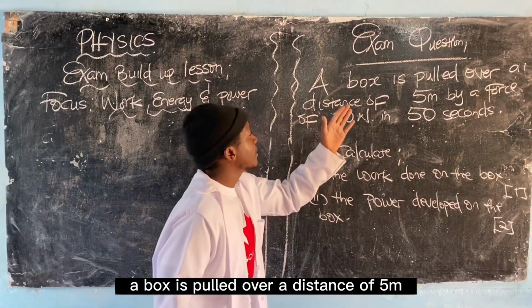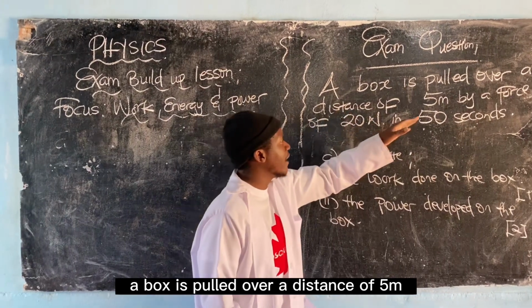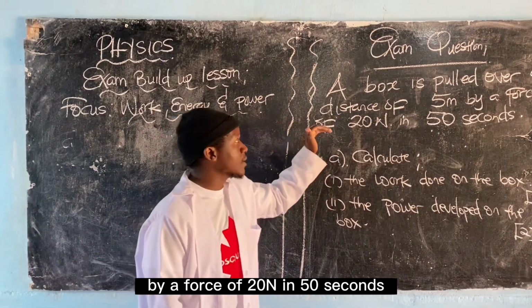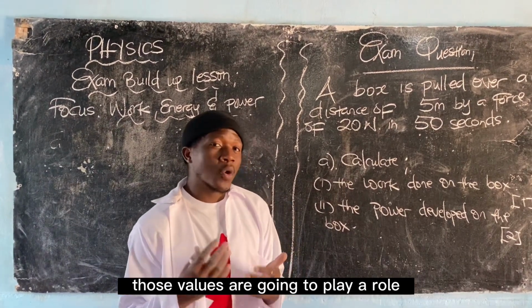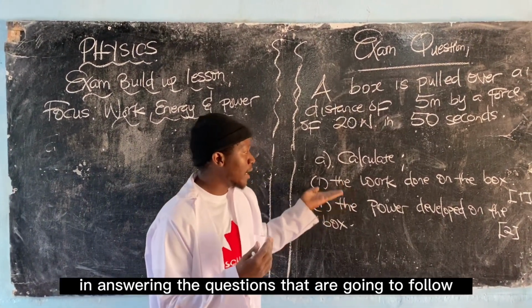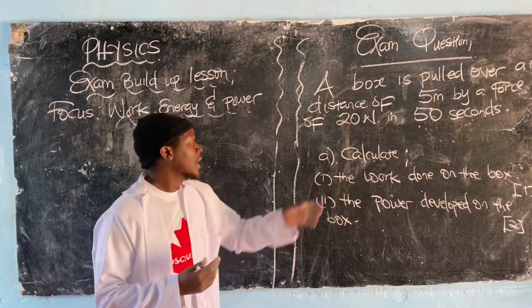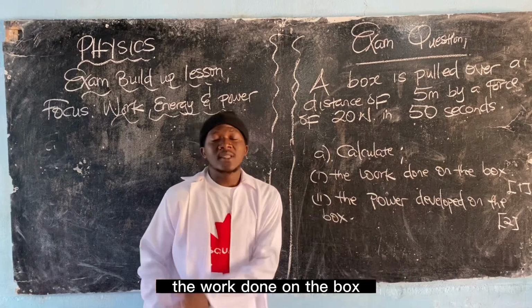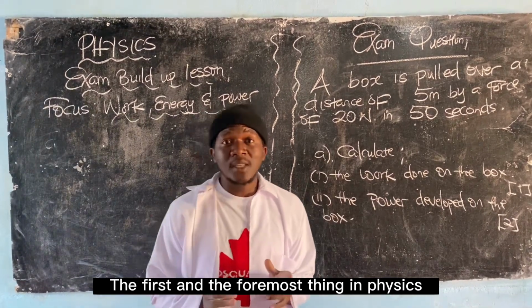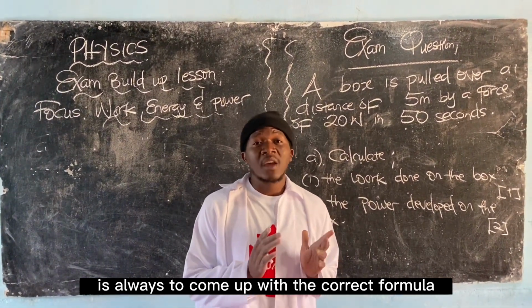A box is pushed over a distance of 5 meters by a force of 20 newtons in 50 seconds. Those values are going to play a role in answering the questions that are going to follow. Calculate Roman numeral 1, the work done on the box. The first and foremost thing in physics is always to come up with the correct formula.